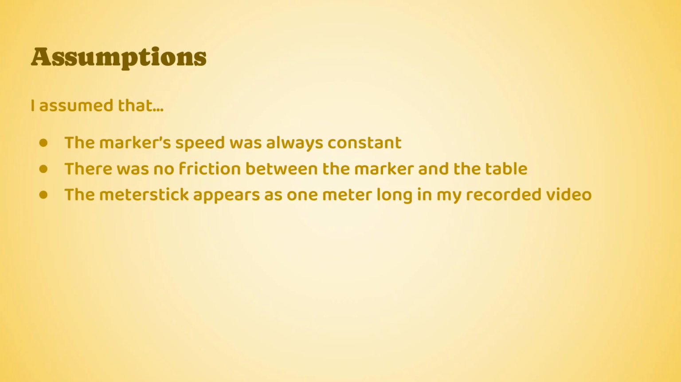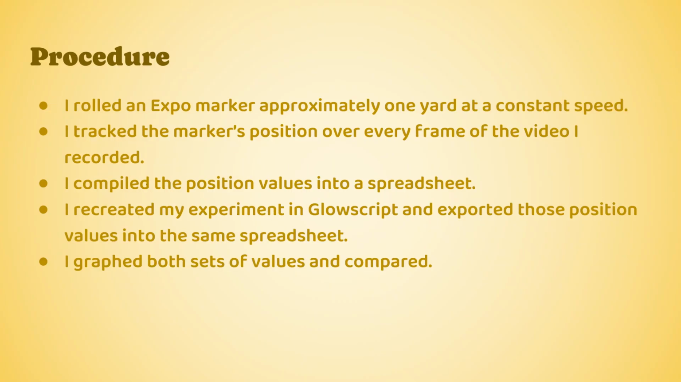Before starting my lab, I assumed that the marker speed was always constant, there was no friction between the marker and the table, and the meter stick appears as 1 meter long in my recorded video. Of course, there are perspective effects, especially with a camera lens, but I ignored them and just assumed that everything in the video is proportional and that there was no friction with the table. But as you'll see, friction played an effect on my marker's motion.